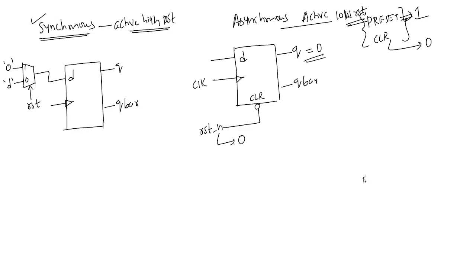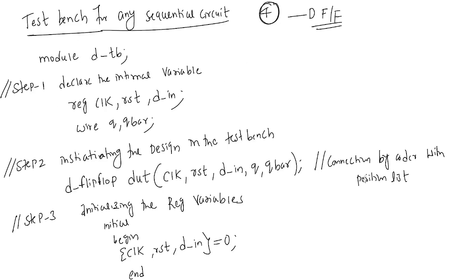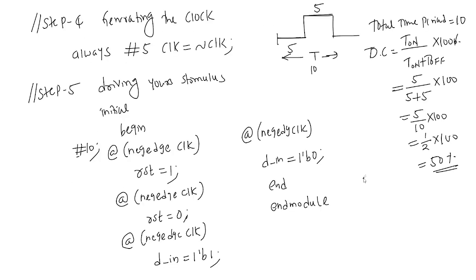What is the difference between synchronous and asynchronous reset? Asynchronous active low reset, asynchronous active high reset, synchronous active low reset, and test bench. There are 5 steps. First you need to declare the internal variables. Next you need to instantiate the design in the test bench, and next you need to initialize the reg variables, and next you need to generate the clock with 50% duty cycle, and you need to drive the stimulus.